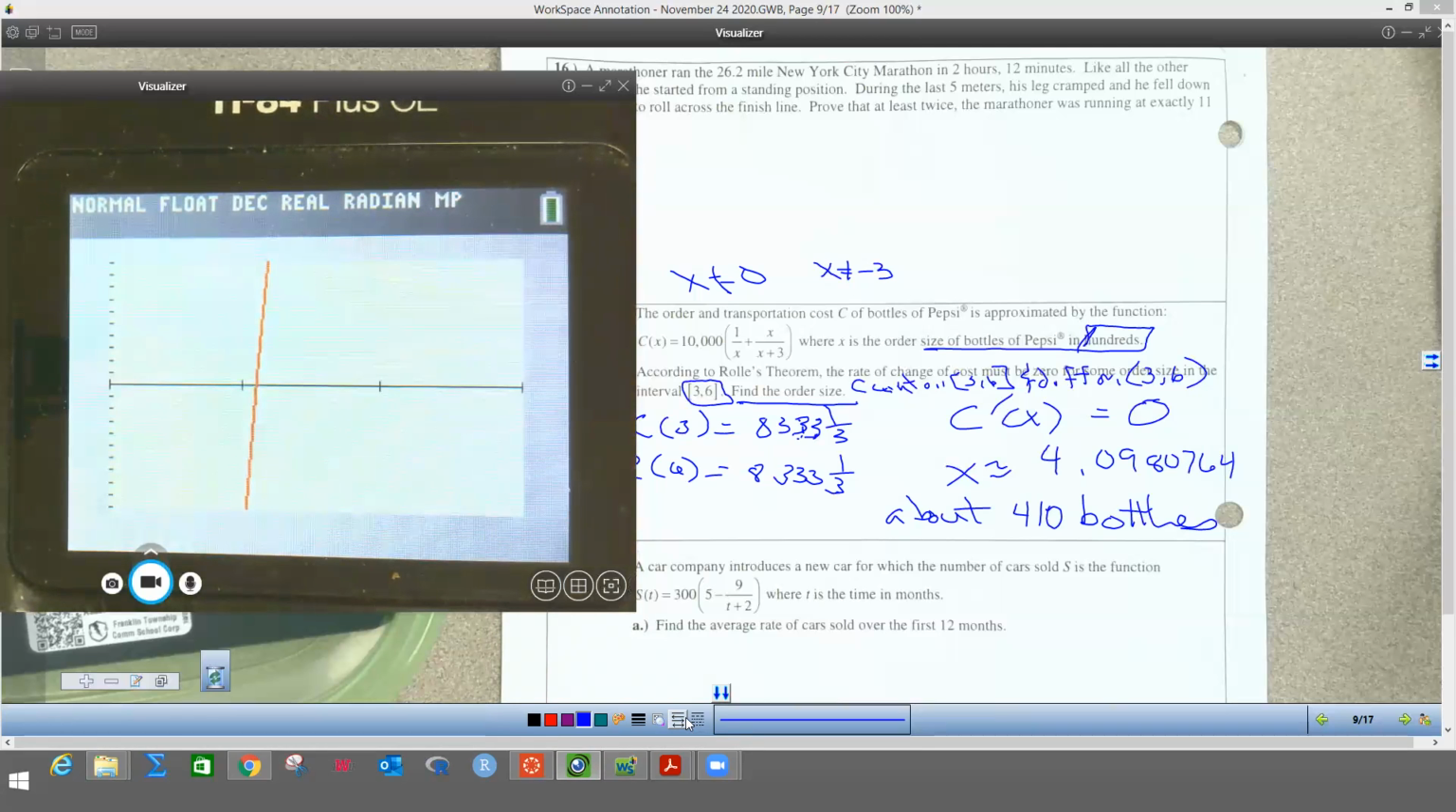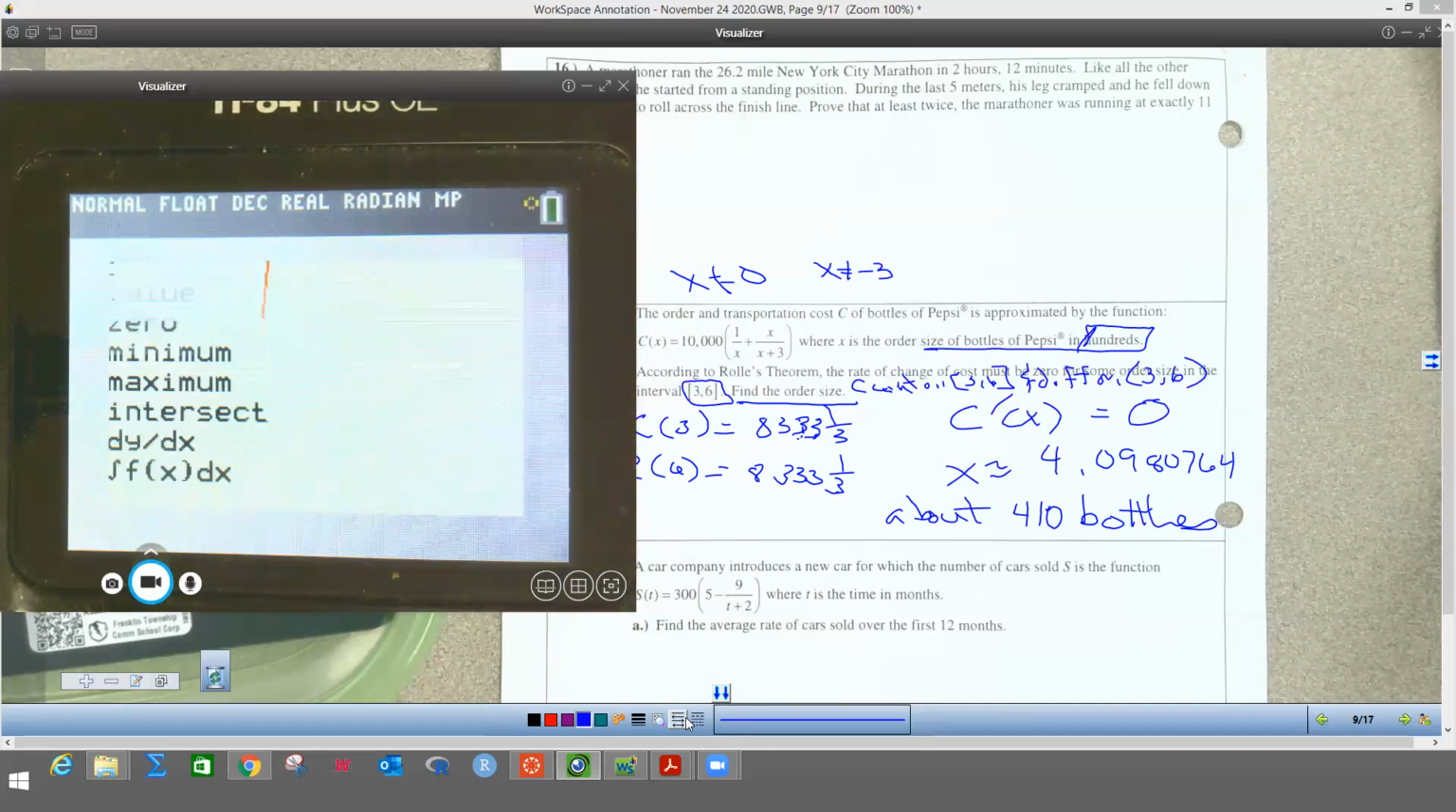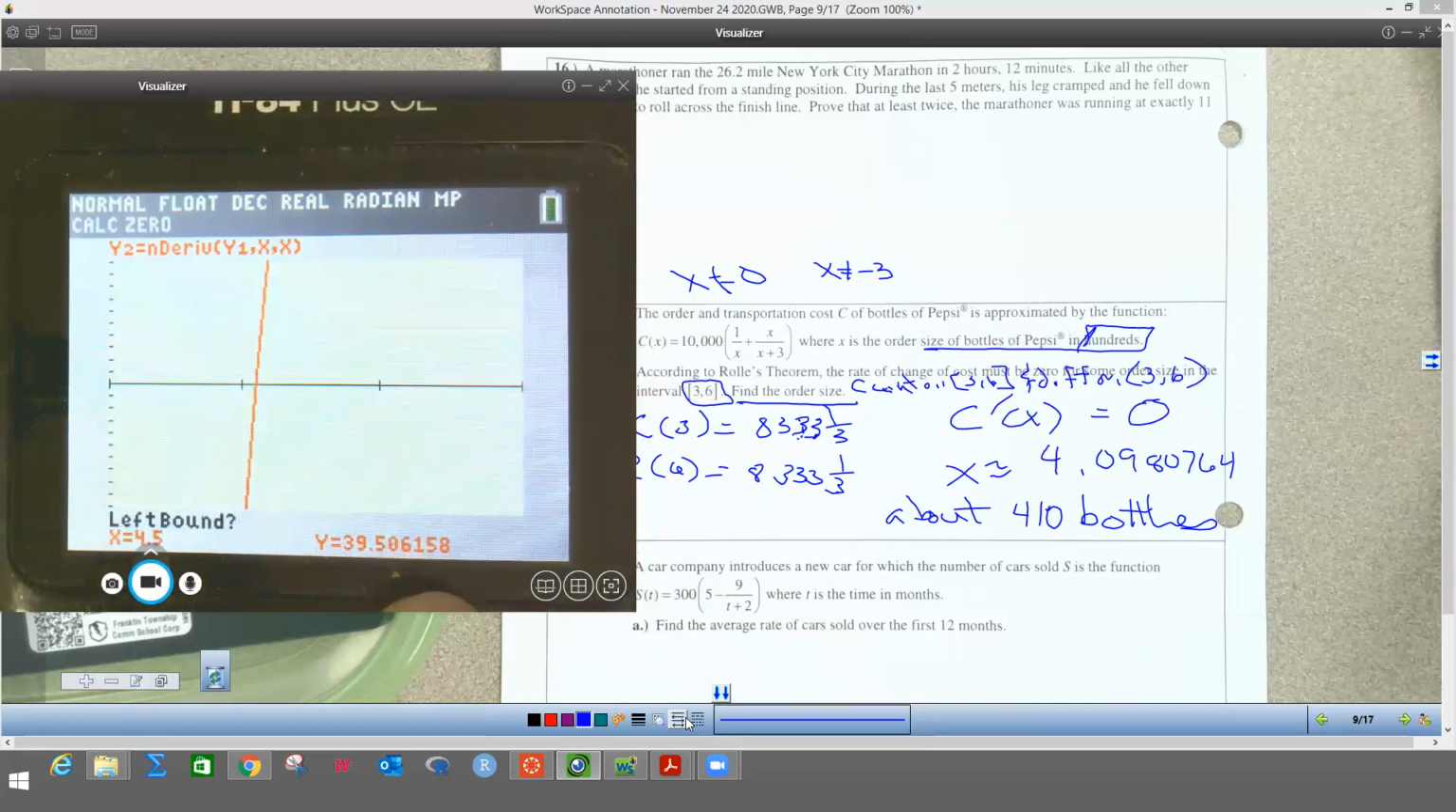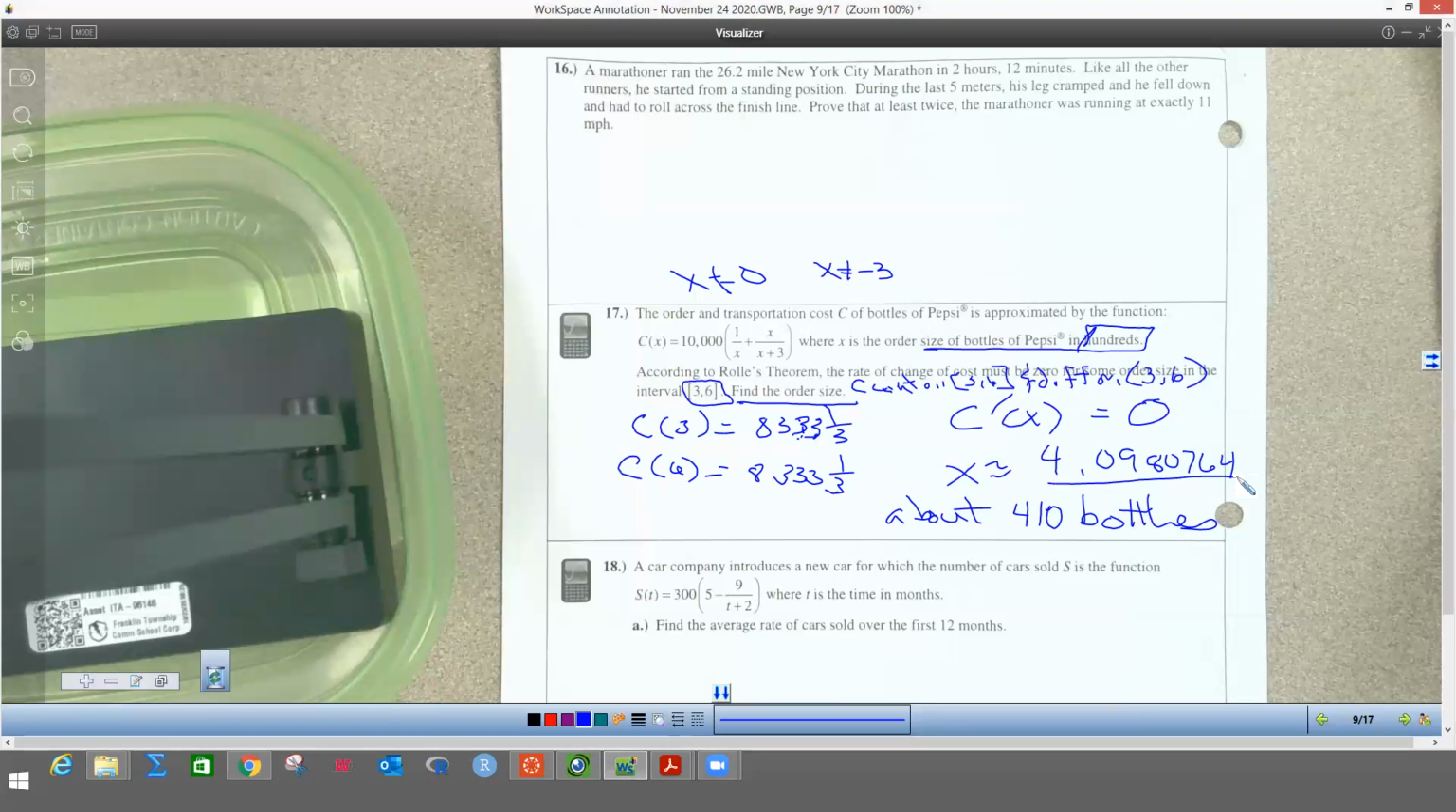Okay, now it's done. So I hit second calc 2. And if you look, I'm way up here at 39, and I got to get down here where I can see it. So I'm going to arrow to the left, and you can see this value is coming down. And now I can see my cursor. I got to get below it, hit enter, go above it, hit enter, and hit enter again. And there is my answer, 4.098764, and that's where this number came from. Where's my pen? Right here, there's that number that I found on the calculator right there.